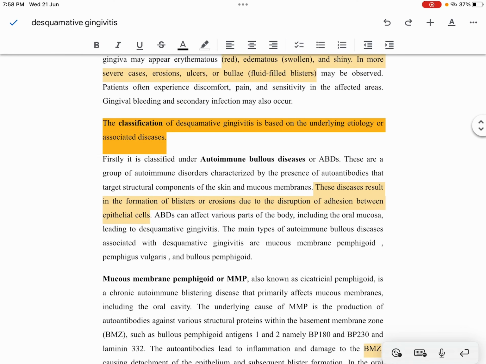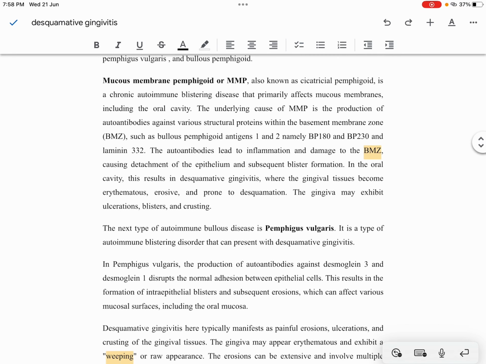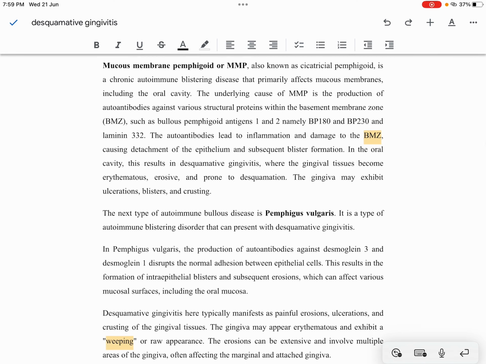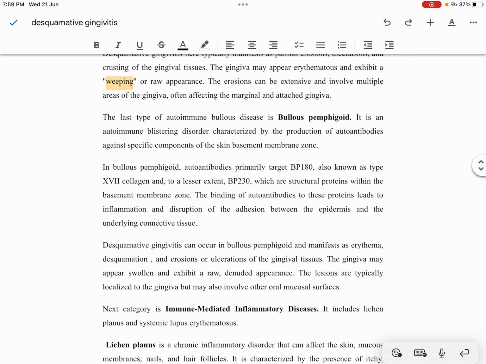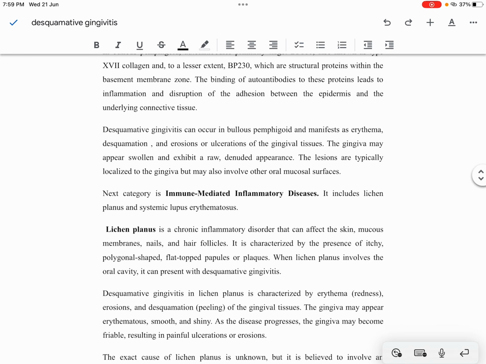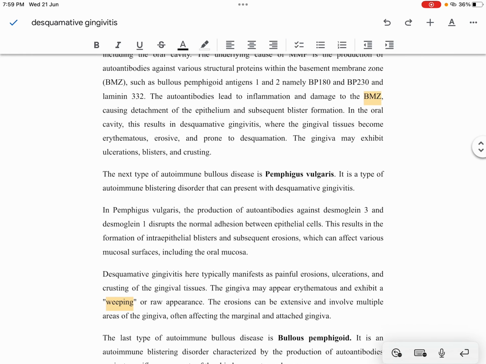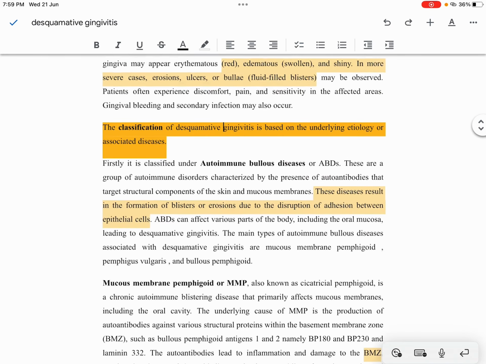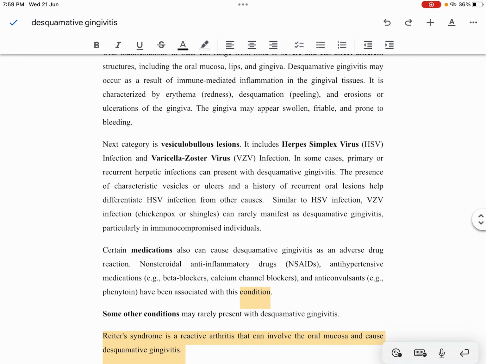And here, for example, if you look at the mucous membrane pemphigoid, you have put a line that it is a chronic autoimmune blistering disease. Similarly, in the case of lichen planus also, you have explained again chronic inflammatory disorder. So that kind of repetition can be removed, and you could have just focused on the clinical features and made all of these concise. That is what we want you to do for the entire thing.